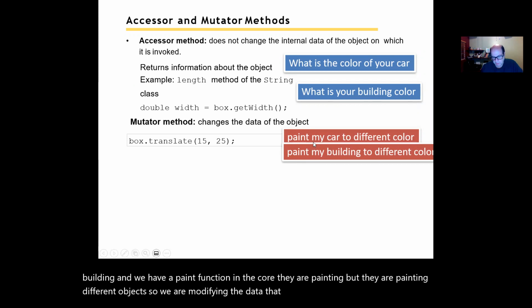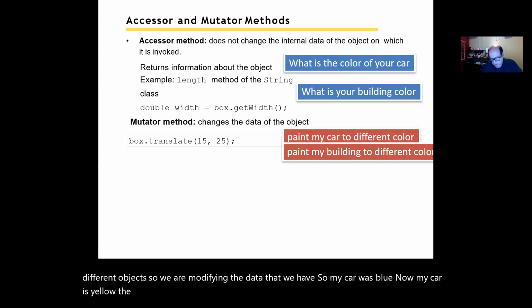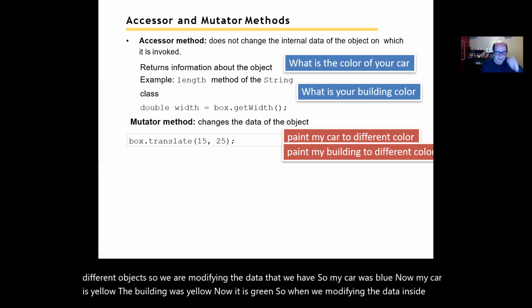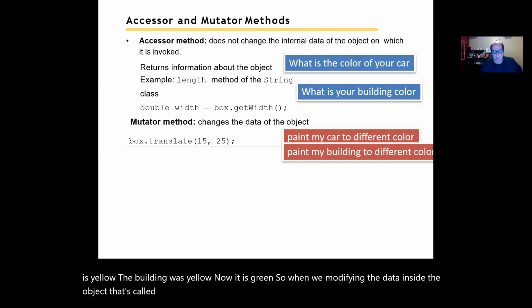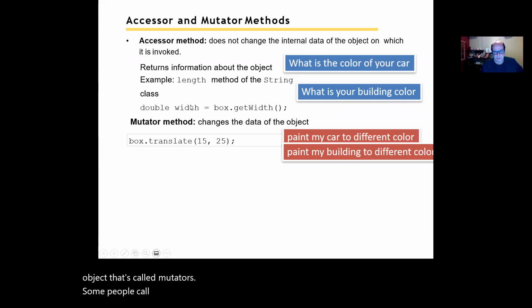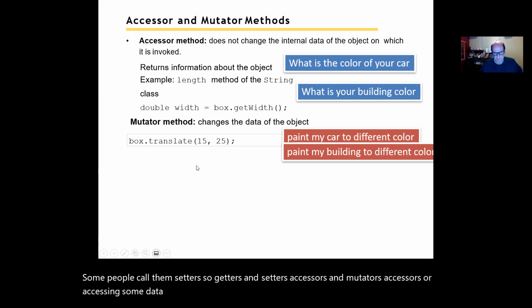So my car was blue, now my car is yellow. The building was yellow, now it is green. So when we're modifying the data inside the object, that's called a mutator. Some people call them setters. So getters and setters, accessors and mutators. Accessors are accessing some data, mutators are changing data.